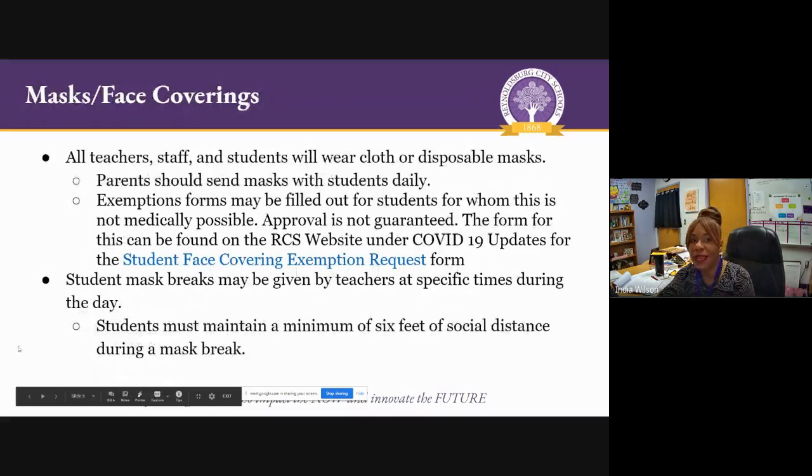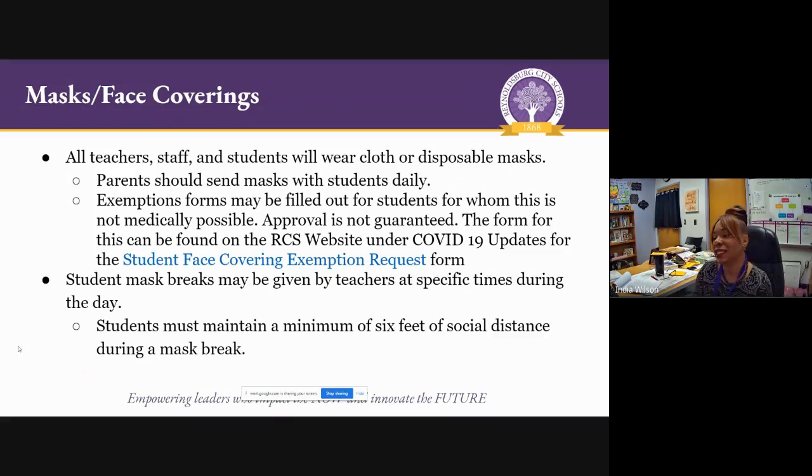So let's talk about masks and face coverings. All teachers, staff, and students will wear cloth or disposable masks. Parents should send masks with students daily. Now, please don't worry. If by chance your kiddo forgets their mask, we will have disposable masks on hand. However, we do need your support, and we need you to send your student with a mask daily.